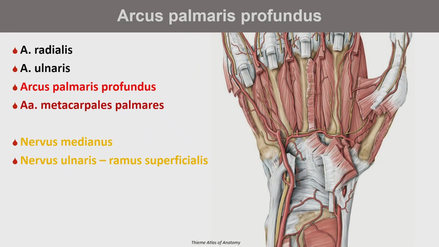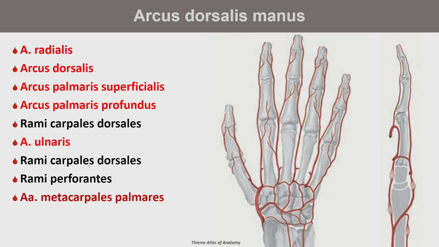Arcus palmaris profundus is mainly supplied by the radial artery, which is bowing along here, this joint, and then entering the palmar region and supplying this here. It is also connected with those metacarpal arteries. This artery is not too large like arcus palmaris superficialis, but important for the deep muscles of the palm.